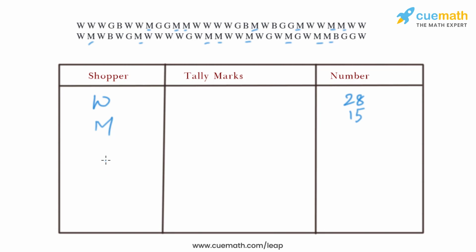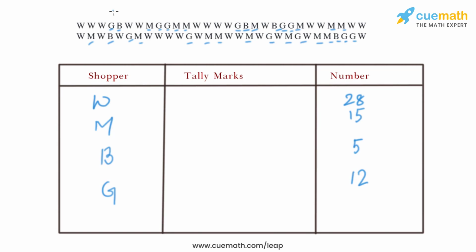Now let's start with boys. Let's count how many boys there are. So 1, 2, 3, 4, and one more is there. That makes it 5. So 5 boys are there. Now let's count the number of girls that are given. 1, 2, 3, 4, 5, 6, 7, 8, 9, 10, 11, 12. So there are 12 girls.